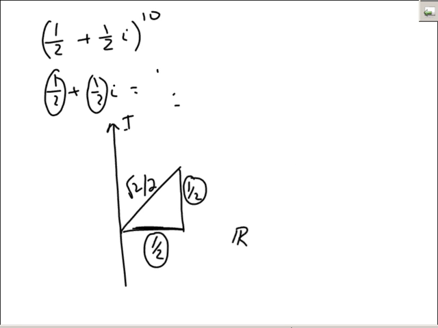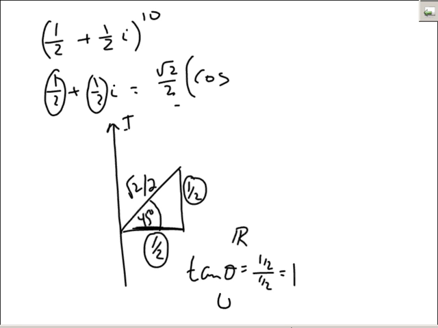So this is equal to r times the cosine of theta plus i sine of theta. Well, I know this theta. It's 45 degrees. Why? Because the tangent of theta is opposite over adjacent, which is 1. That's enough for me. Theta is pi over 4, 45 degrees. So it's the cosine of pi over 4 plus i times the sine of pi over 4.